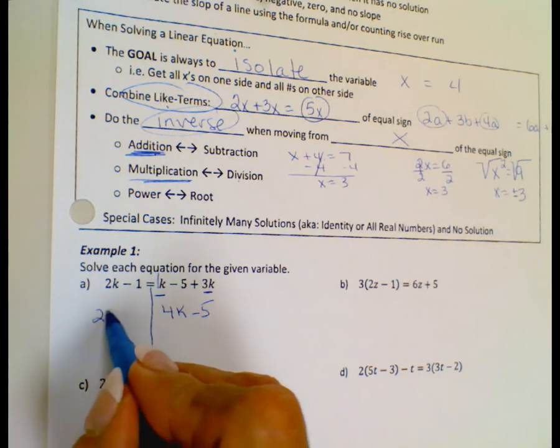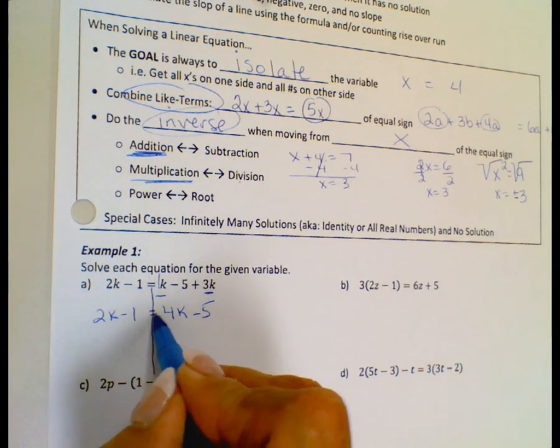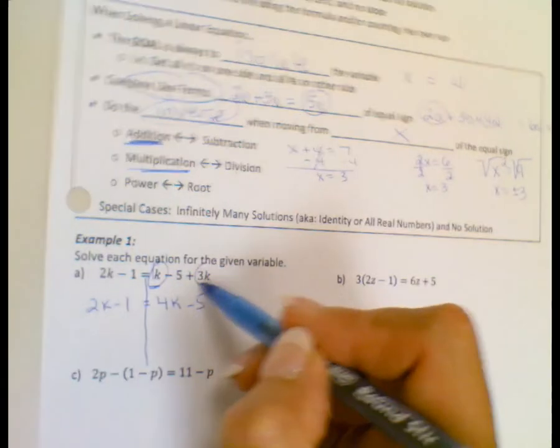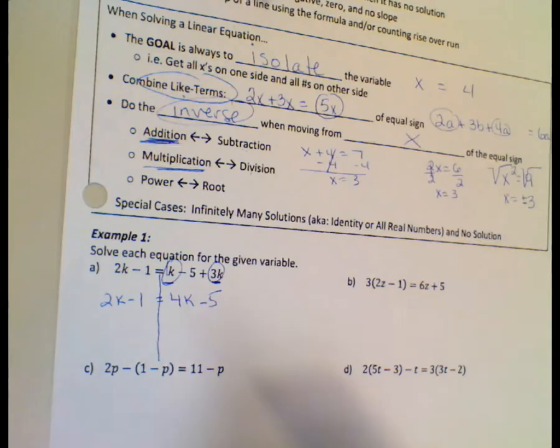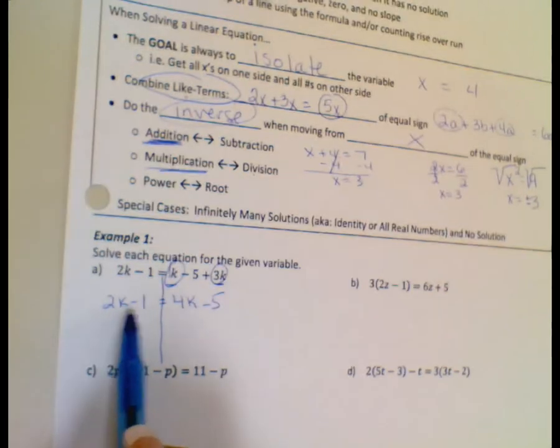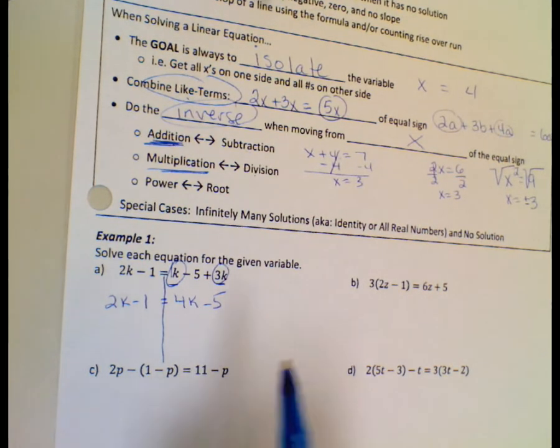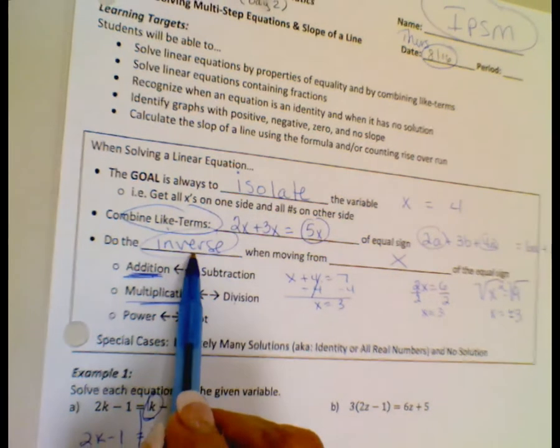And then you still have the 2k minus 1 on the left side, and you still have your equals. Do you guys understand that step? We added these 2 terms. Now you can't do anything to k and 1, and you can't combine k and 5. So now is time to start doing the inverse operations.